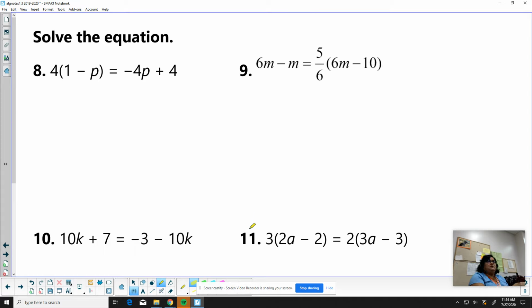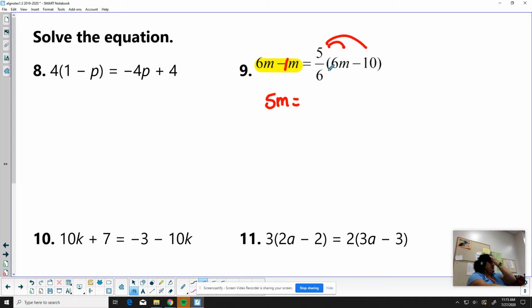Let's go ahead and do number 9 because it's got the fraction. And it's got 2 m's over here. So see how it has 2 m's over here? So we would need to combine like terms on that side, which is something that we haven't done yet in these problems. So 6m minus 1m is 5m. And then we need to distribute on this side.